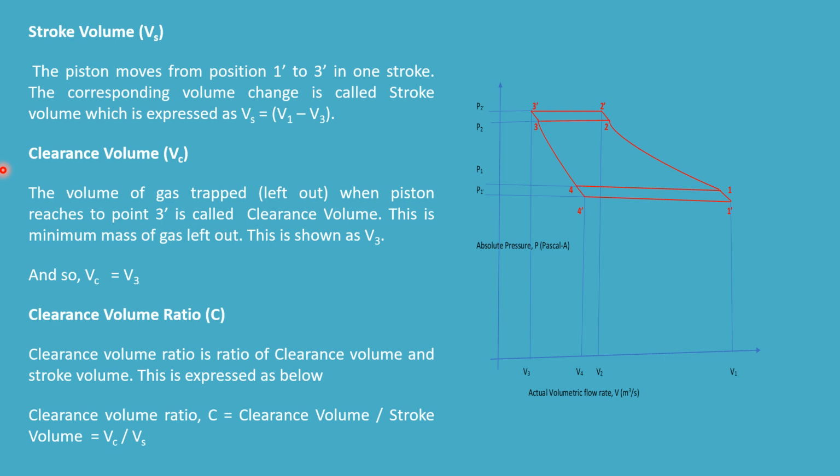Clearance volume, we call it Vc. Volume of gas trapped or left out when the piston reaches point 3 dash is called the clearance volume. This is the minimum volume at this pressure, and this minimum mass of gas left out is shown as V3. तो V3 जो है इसी को Vc बोलते हैं, क्लियरेंस वॉल्यूम. Clearance volume ratio C is the ratio of the clearance volume and the stroke volume, and this is expressed as C is equal to Vc upon Vs, means clearance volume upon stroke volume.